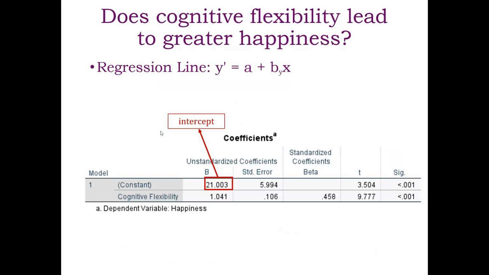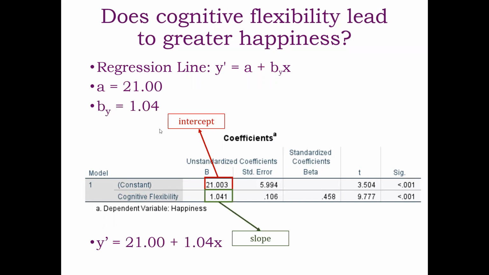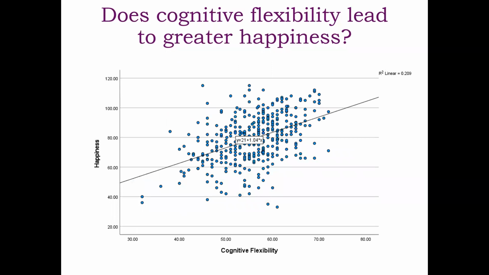Here's the regression line. There's the intercept, slope, and the regression line. And that is also what is outputted by default when you do a scatter plot and add the regression line. So you can always check your work.